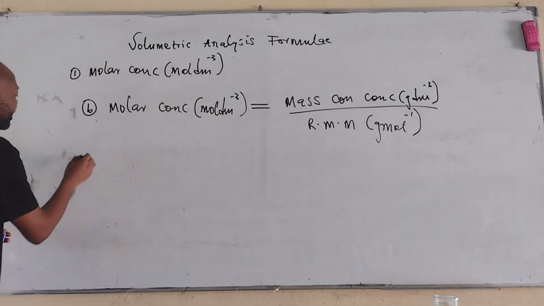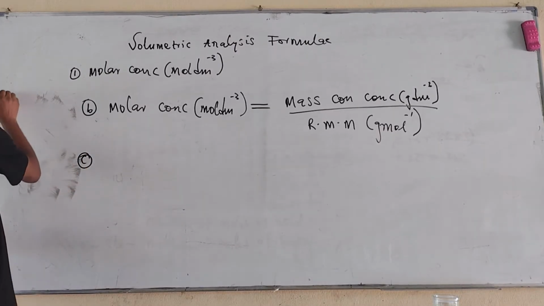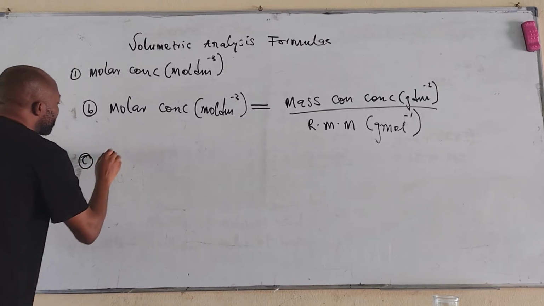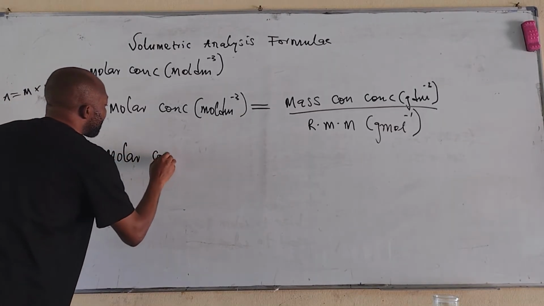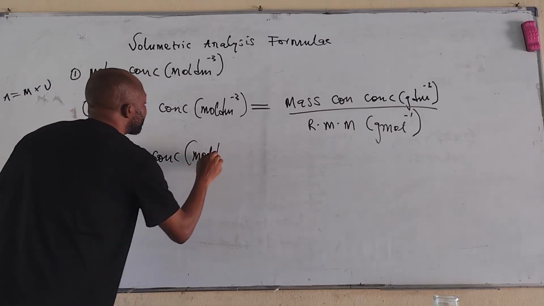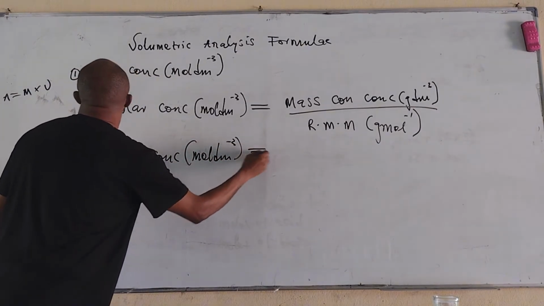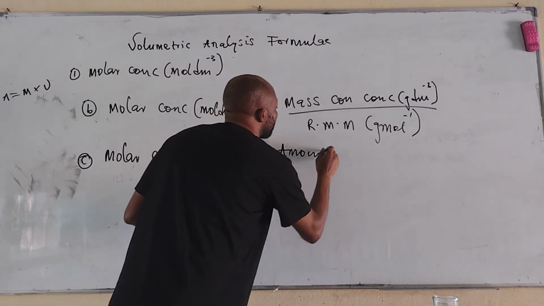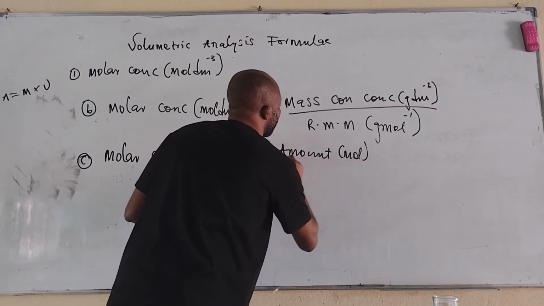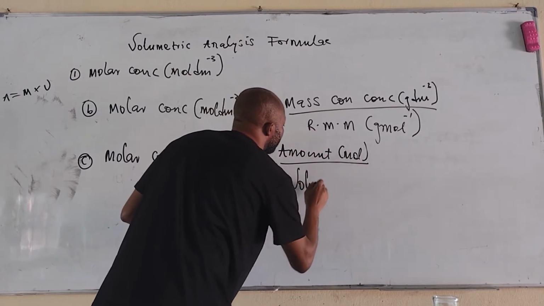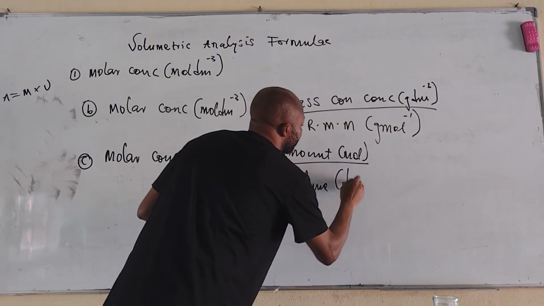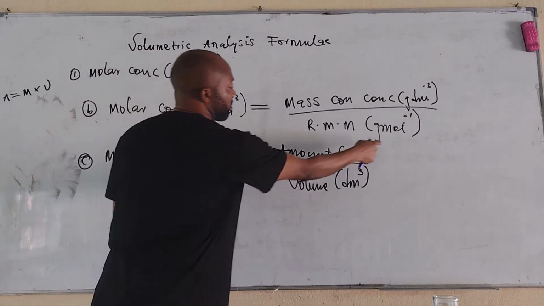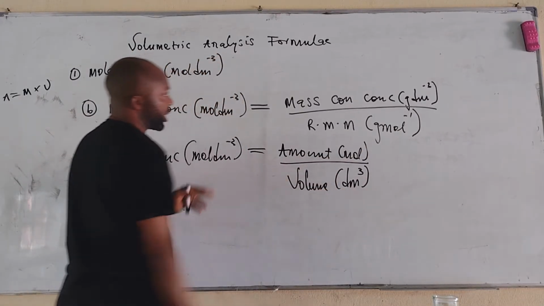So, C, we have another one which says: molar con in mole per dm cube is equals to amount in mole over volume in dm cube. So the unit for molar con is mole per dm cube. So you see that right here.